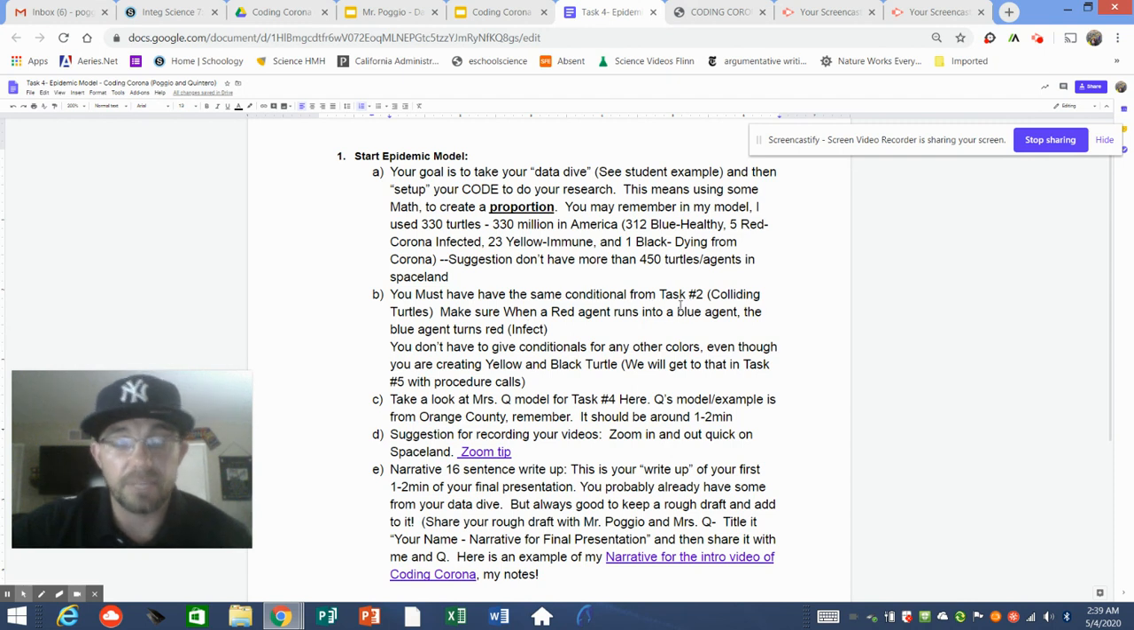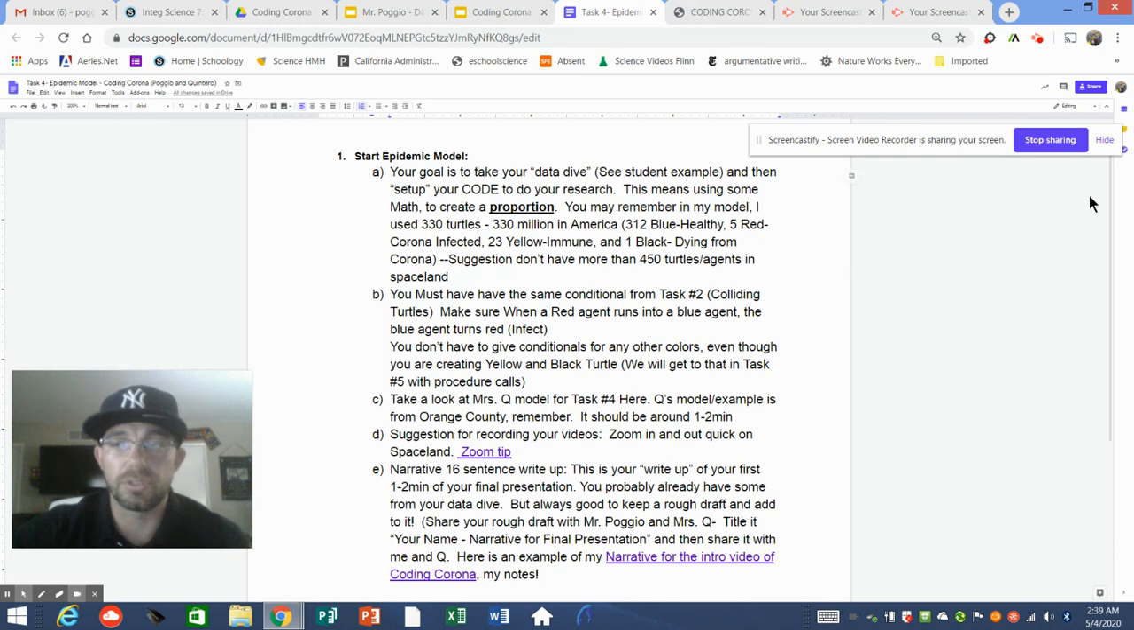But you must have the same conditional from your task number 2, which means your colliding turtles, if you remember right. If your red agents run into a blue agent, then the blue agent turns red or becomes infected, and that's the whole idea. And please keep to the same color scheme: blue being healthy, red being infected, yellow being immune, and black being dead or dying or on a ventilator or extremely ill.